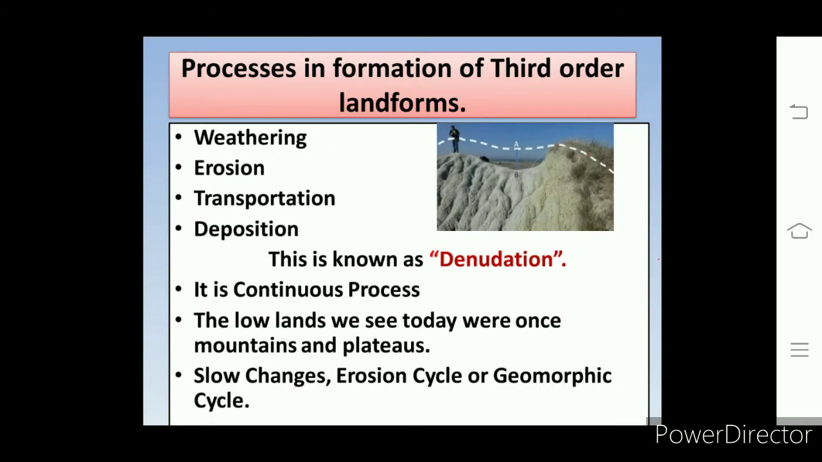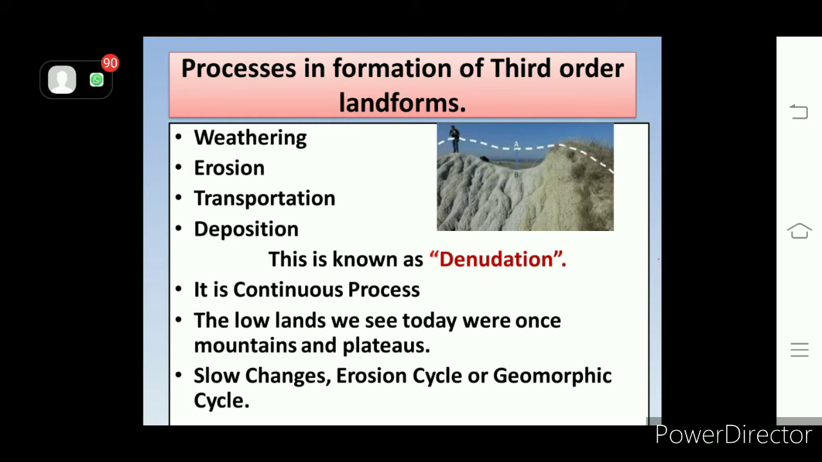Next, the processes in the formation of third order of landforms. See, we have seen that first order of landforms are formed by the formation of earth, right? And second order of landforms by the internal process.